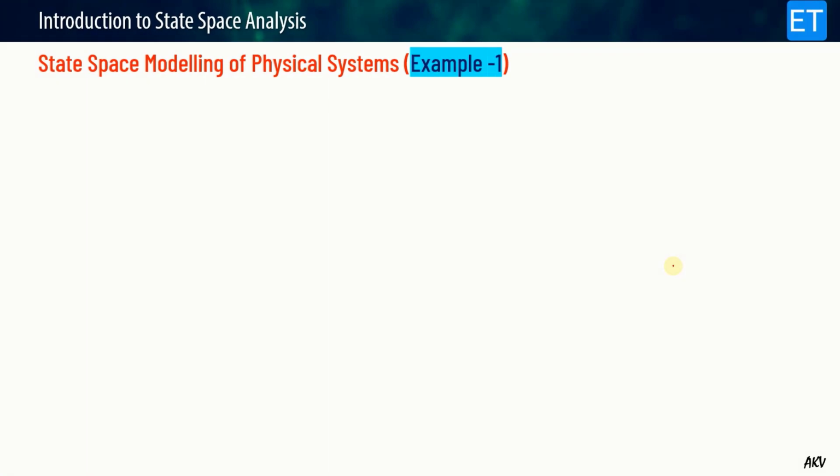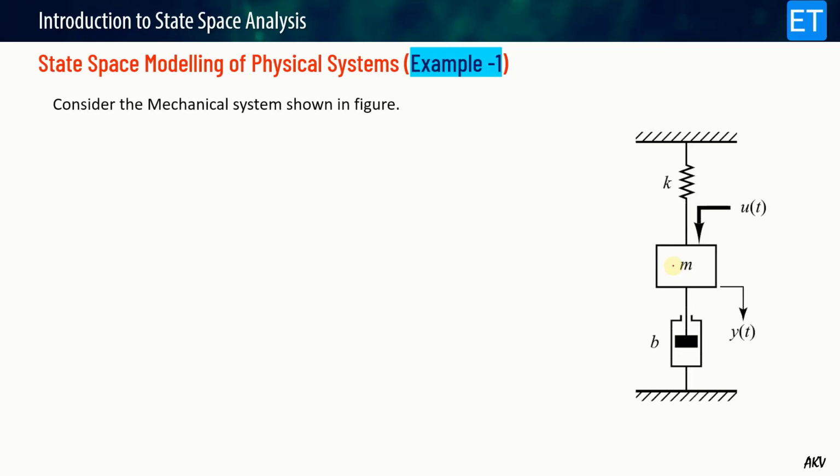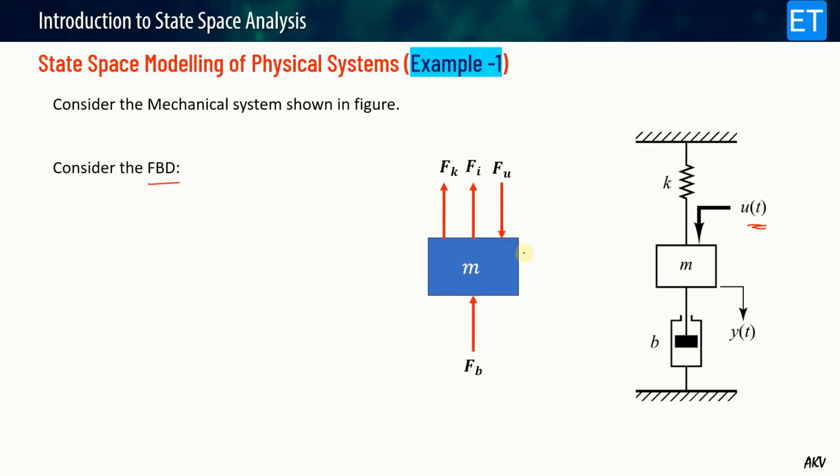Now let's come to the modeling of physical systems, and how we can represent physical systems in state space. First consider this example of a mechanical system. Here I have considered a spring-mass-damper mechanical system. A force u(t) is applied downwards to this mass m, and y(t) is the corresponding displacement. Now consider the free body diagram for this mass. You can consider this mass m, and all the forces are shown here.